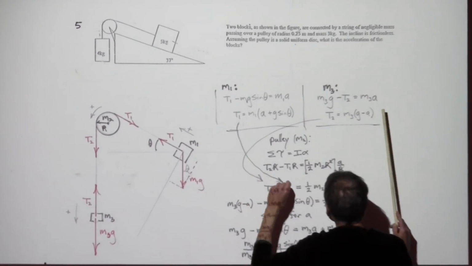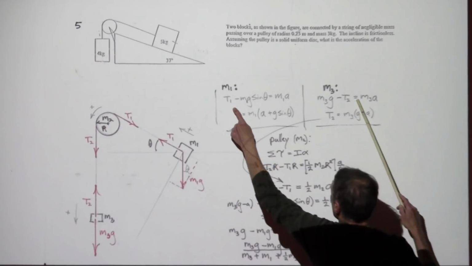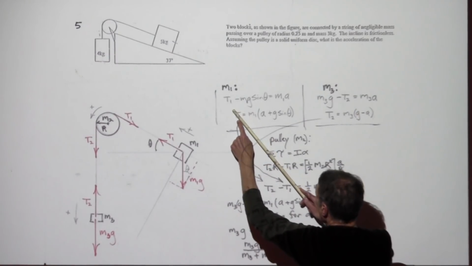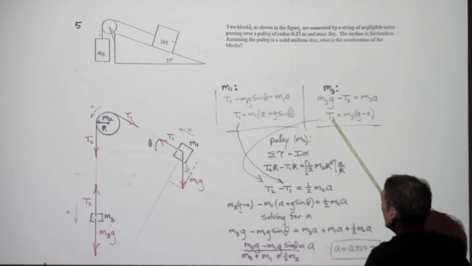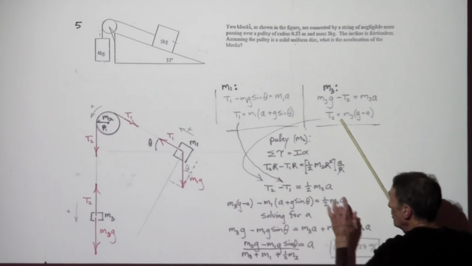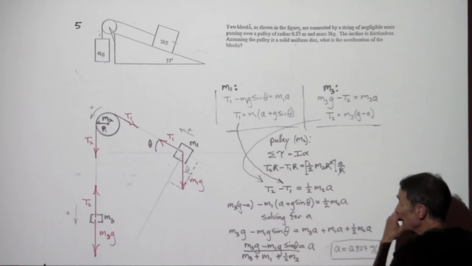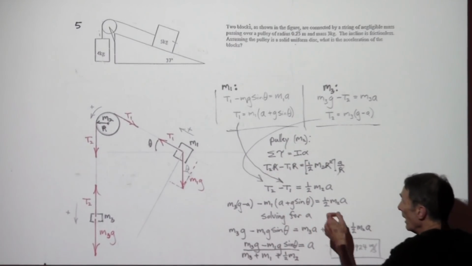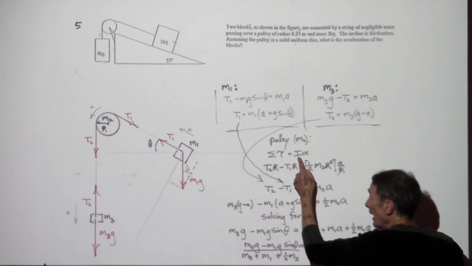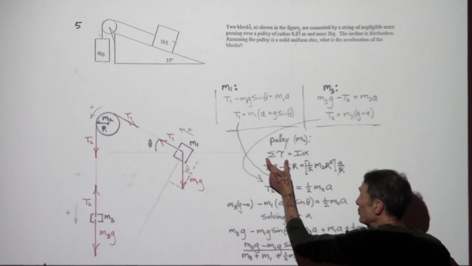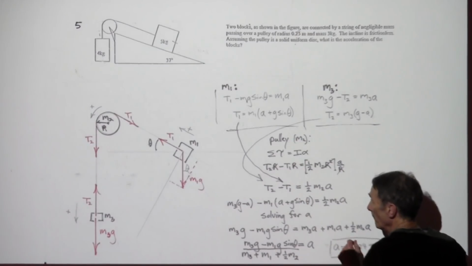Here I'm keeping this separate. So I'm going to take each one of these. I'm going to solve this one for T1, this one for T2, and then I'm going to go into the pulley. Now the pulley is kind of the new part here. Instead of the sum of the forces equal to ma, this is going to be the sum of the torques equal to I alpha.